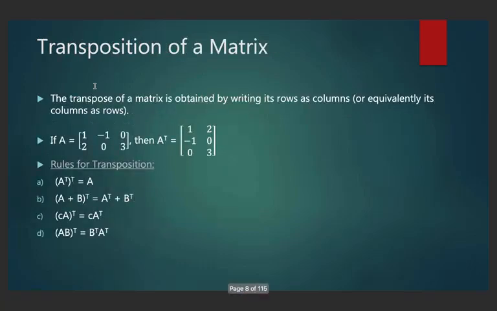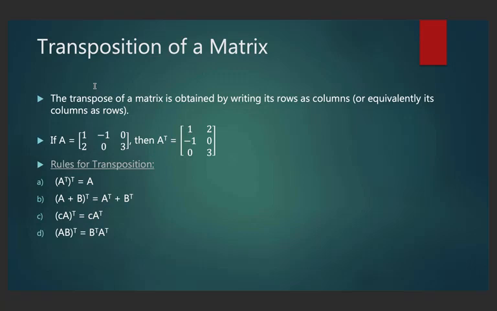So what is the transpose of a matrix? It is obtained by writing its rows as columns, or equivalently its columns as rows. That is, you write the rows as columns and vice versa. If A is this, then A transpose is this. What happens is the size of the matrix gets interchanged, and it becomes an n cross m matrix.